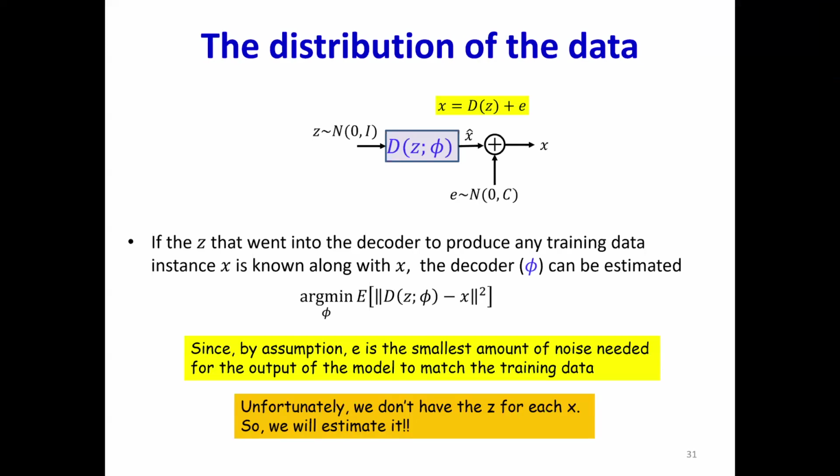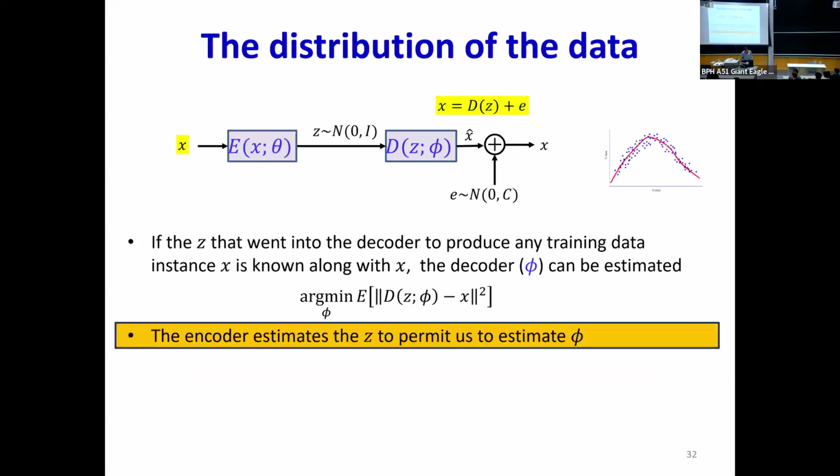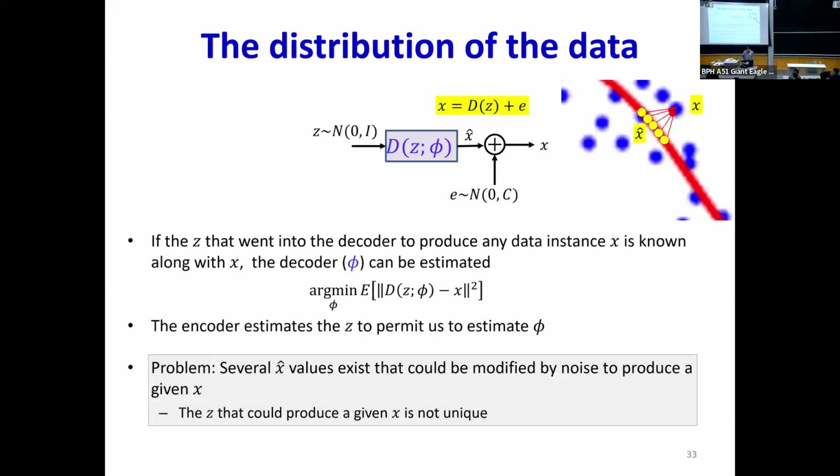Use the encoder. Here you can use the encoder, right? We want to estimate the z. And so the encoder estimates the z that permits us to use the phi. And so here is the model. But then we are still not done. Why? Because we are adding this noise E at the end of the decoding, right? Which means that you can't really be sure what the z is. There are many different z values, each of which would generate a different x hat, to each of which, by adding an appropriate noise, you can end up at x.